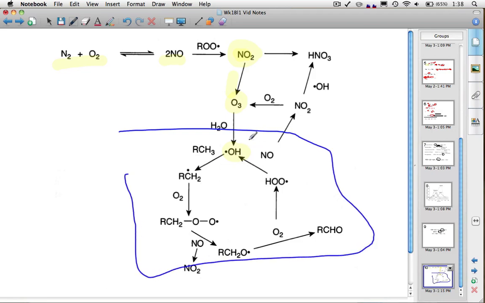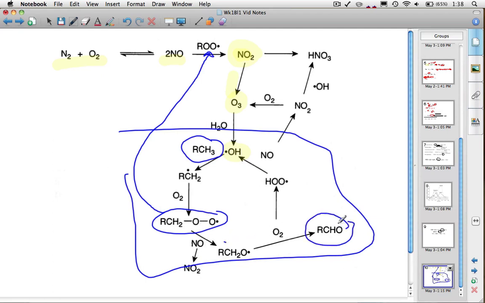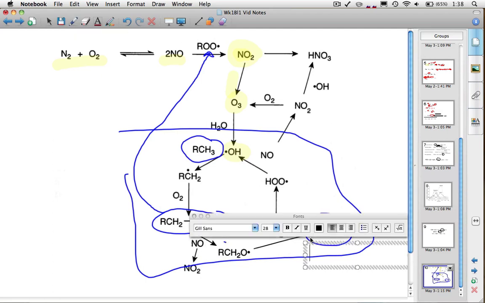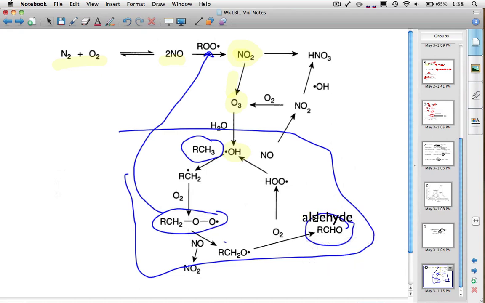This is the cycle of breaking down hydrocarbons. The hydroxyl reacts with this hydrocarbon to make a more reactive hydrocarbon, and then in turn to make this peroxyl hydrocarbon. Notice this is the same thing that's up here, so it's showing NO reacting with this thing to make NO2. And then eventually we make this puppy here, which is that same aldehyde that we were talking about before.